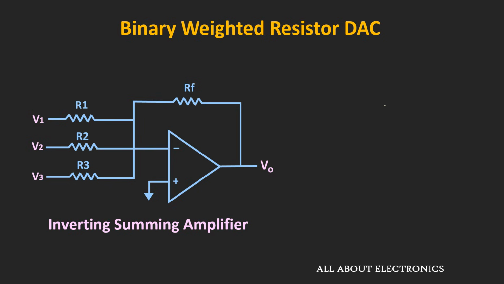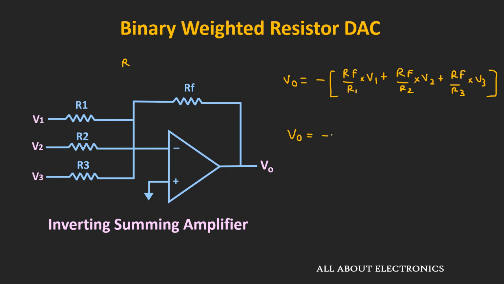The output voltage of this amplifier can be given as V output equal to minus RF divided by R1 times V1 plus RF divided by R2 times V2 plus RF divided by R3 times V3. Here the negative sign indicates that the output voltage will be 180 degrees out of phase with the input voltage. If we assume that all the resistors are equal, with the value of each resistor equal to R, then the output voltage Vout can be given as minus V1 plus V2 plus V3.